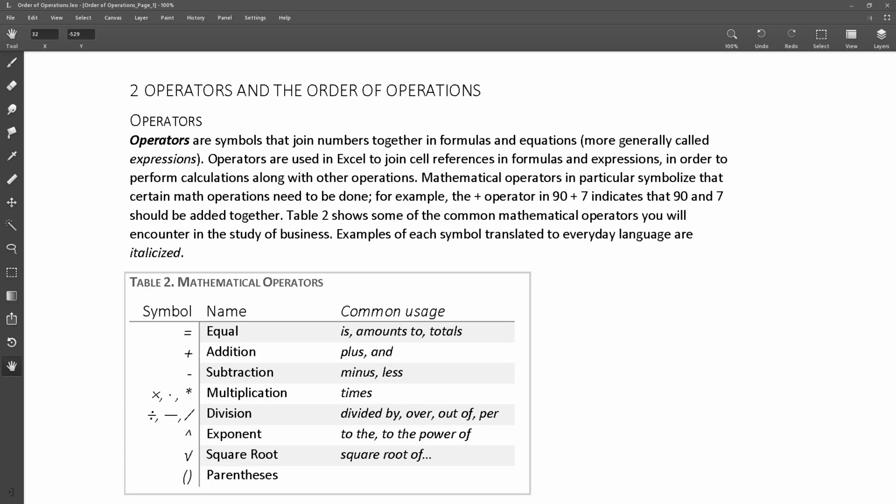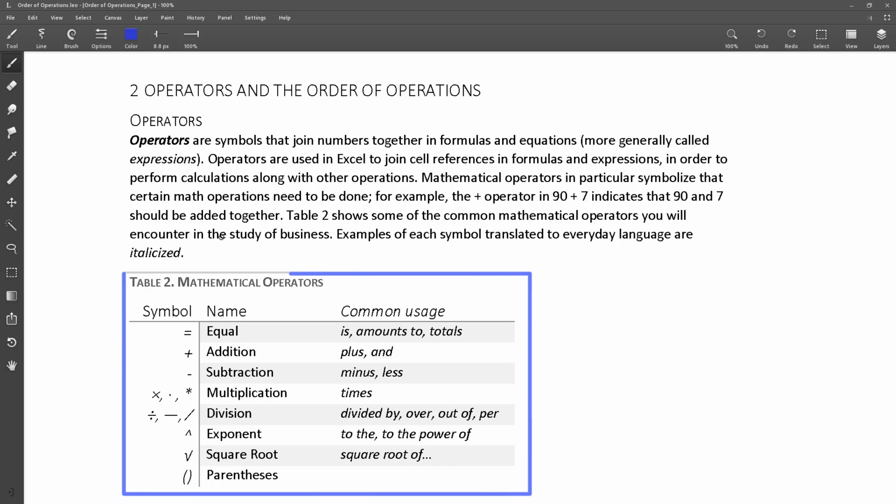Mathematical operators, in particular, symbolize certain mathematical operations that need to be done. For example, the addition operator, which is the plus sign. You see it right here. The expression 90 + 7 indicates that 90 and 7 should be added together. So the plus operator tells you that the mathematical operation of addition has to be done with the two numbers on either side of the plus sign.